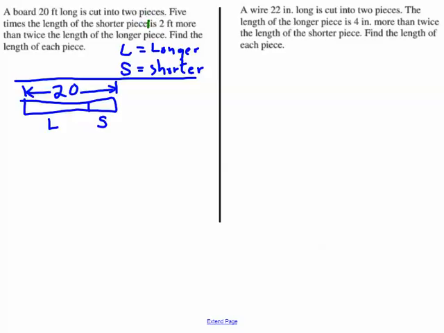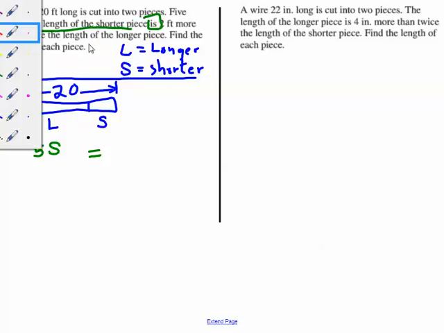Here's my sentence, starting with 5. 5 times the length of the shorter piece is 2 feet more than twice the length of the longer piece. All right, well, there's my is. I'm going to say that here's my is statement. 5 times the length of the shorter piece becomes 5 times S. Here's where we've got to be careful: 5 looks like S. This is 5 times S. So there's my green side of the equation.